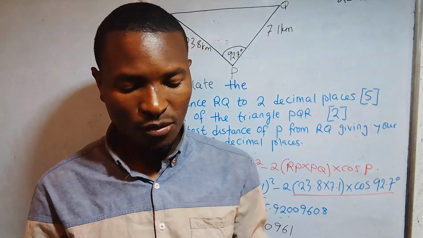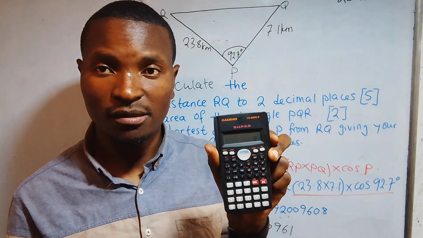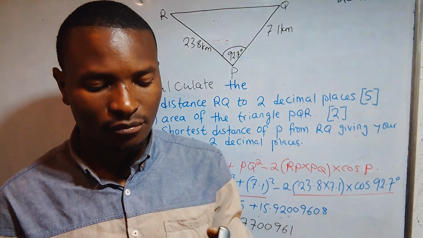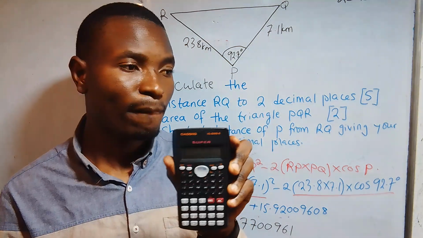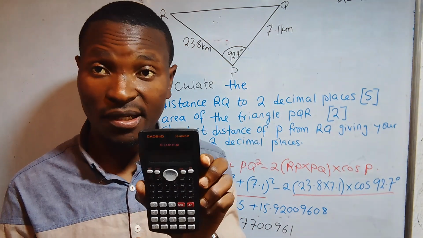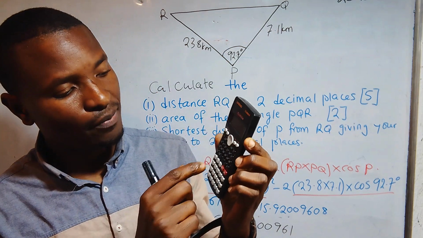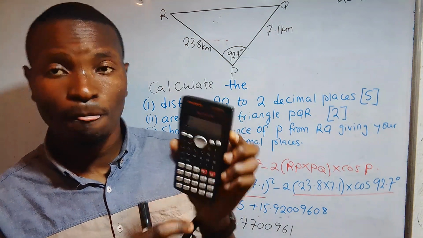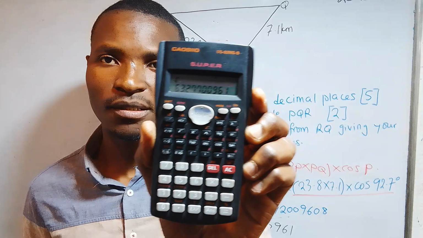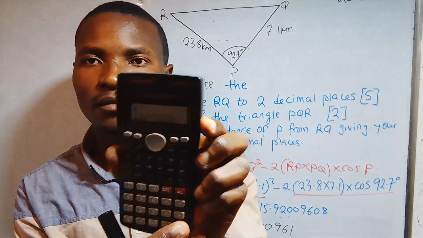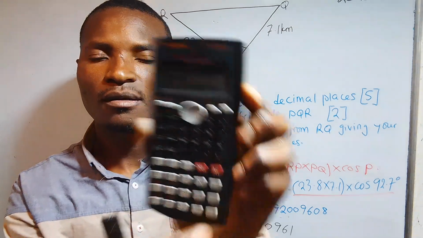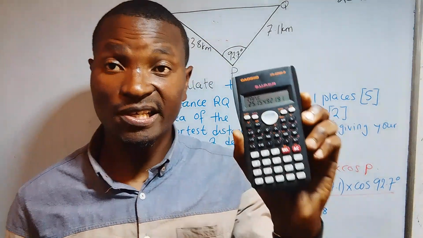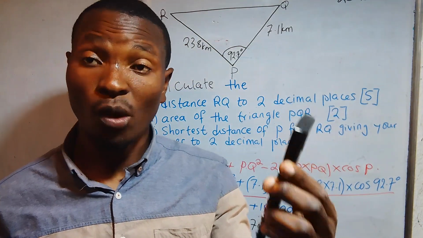So you punch now on your calculator. So this was your answer now. So you're going to actually punch the square root of that number. So you can see the square root. And it has given us 25.15.